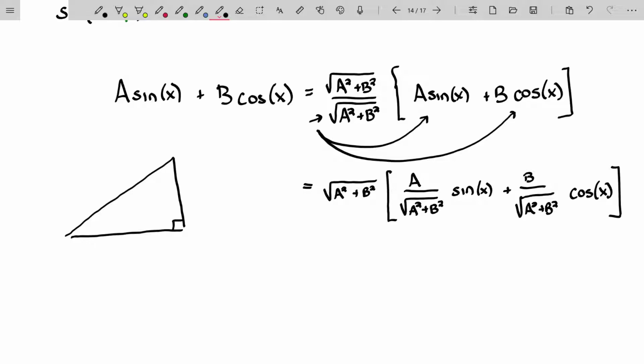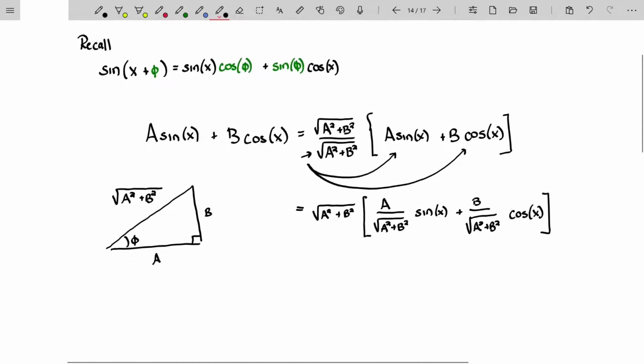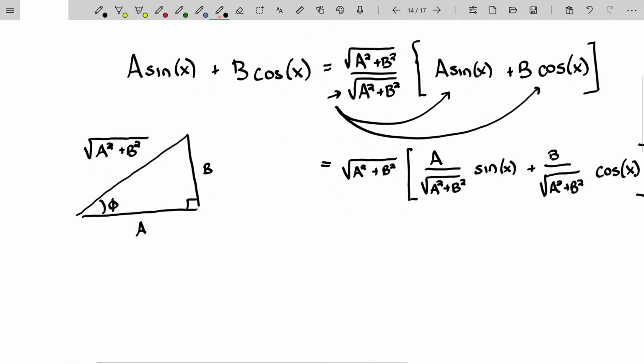And what we're going to do is just have the horizontal side, we'll just call that A, and the vertical side we'll call B, and then therefore, by the Pythagorean theorem, the hypotenuse is the square root of a squared plus b squared. Now, if I call this angle right here phi, which is why I chose to use phi as an angle up above, then I think you'd have to agree the cosine of that angle would be a over the square root of a squared plus b squared, and the sine of that angle would be b over the square root of a squared plus b squared.